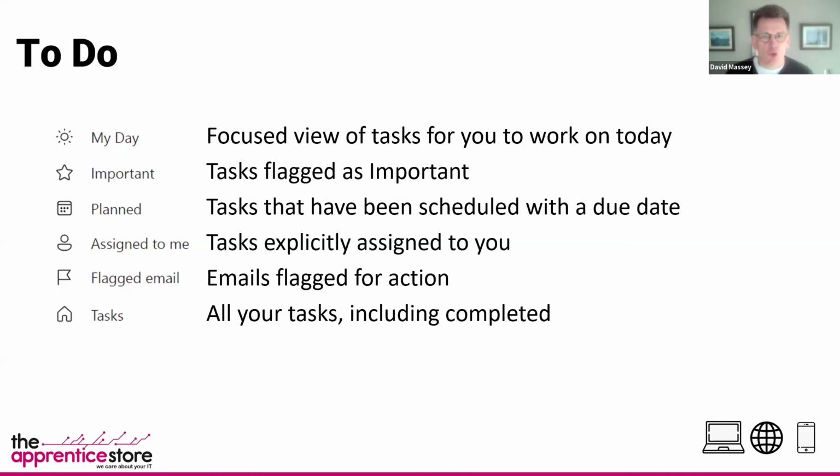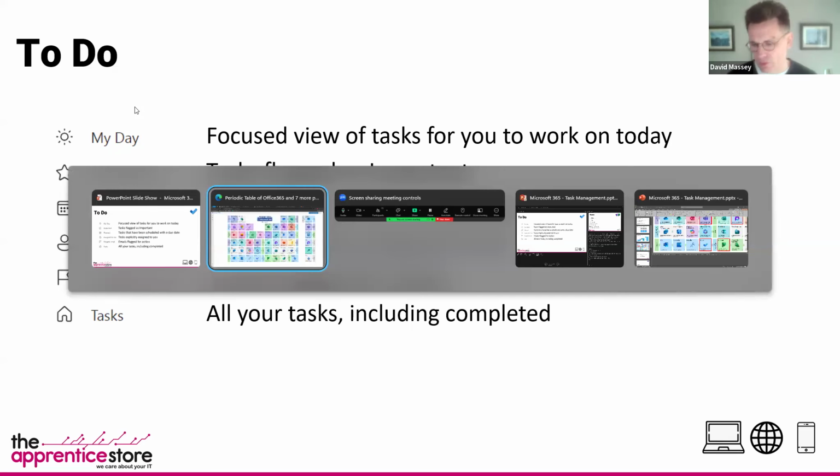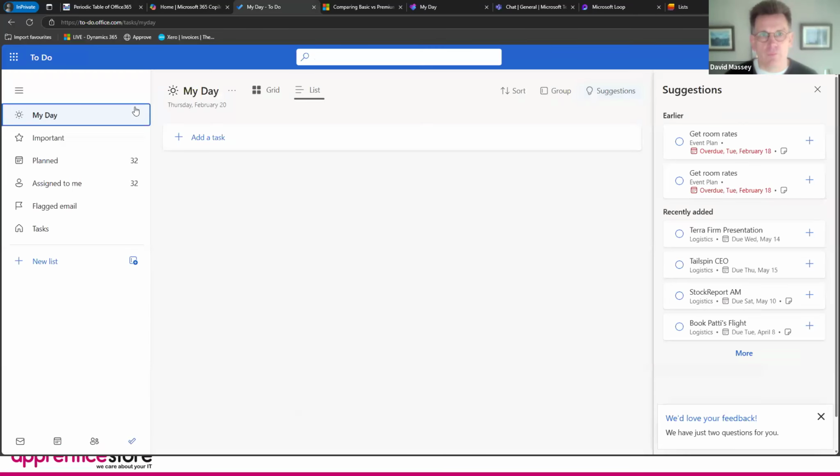So Microsoft To Do. This is a technology that Microsoft bought. I can't remember what it was called beforehand. But this is a personal task manager that allows you to get access and manage your tasks. So I'll swap over. It's available as a desktop app, a mobile app, or you can access it in the browser. So this is a personal task manager.